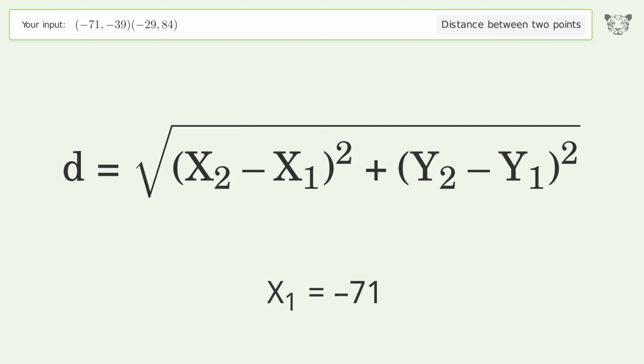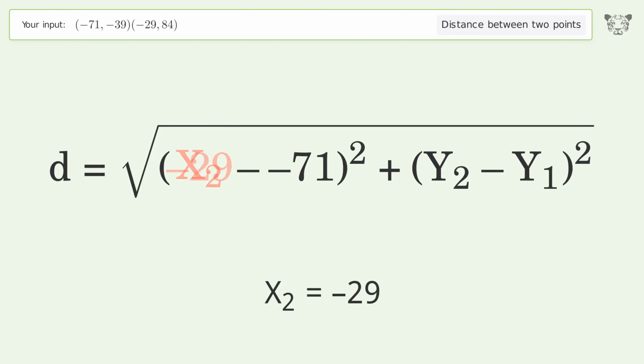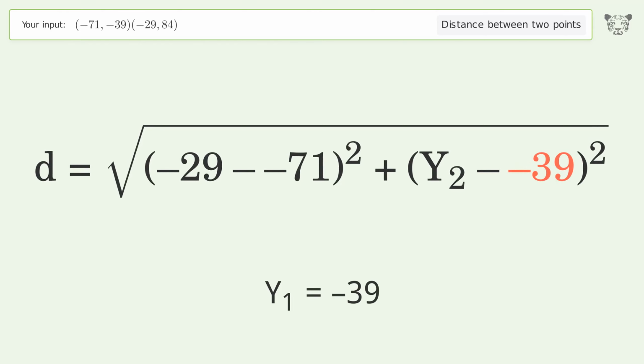x1 equals -71. x2 equals -29. y1 equals -39. y2 equals 84.